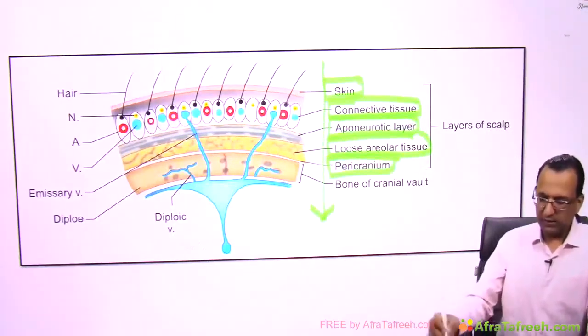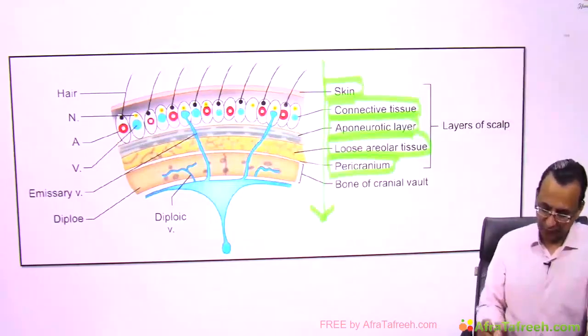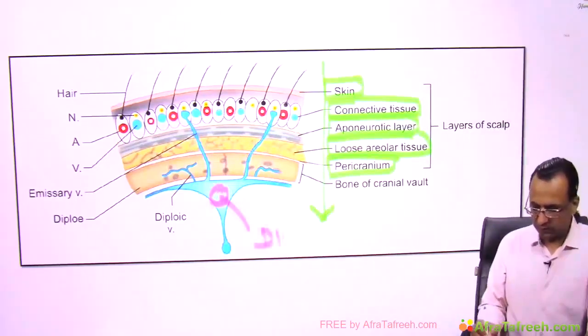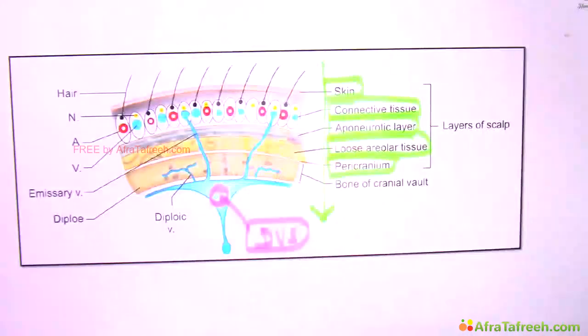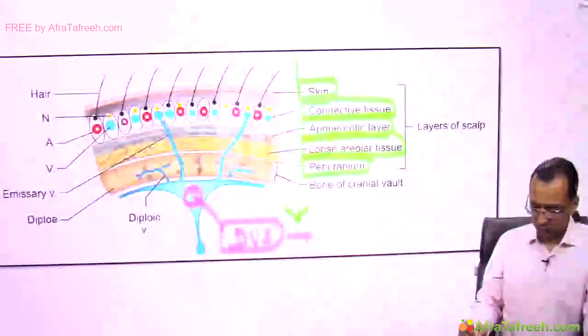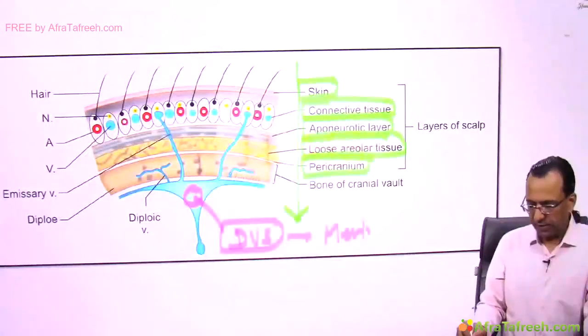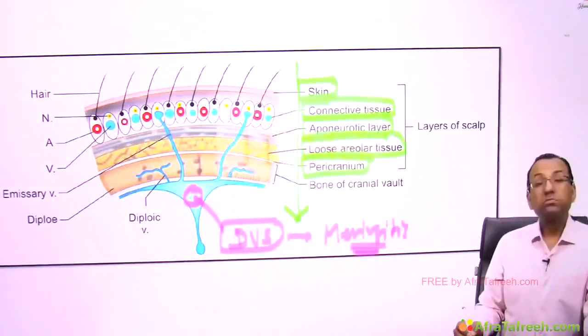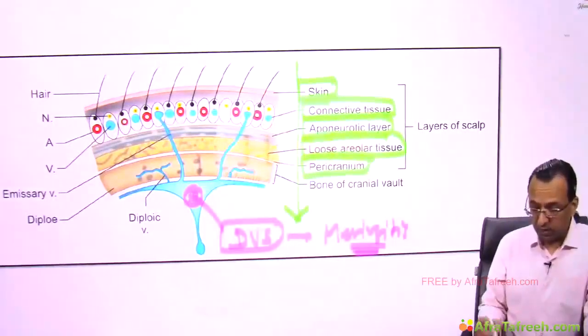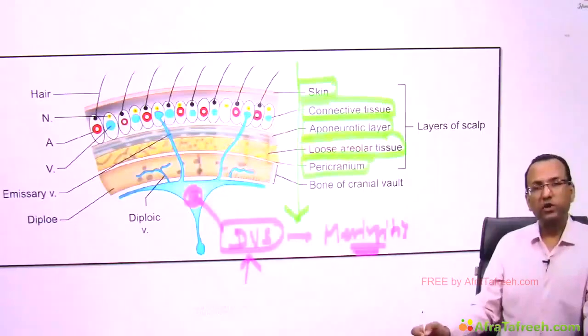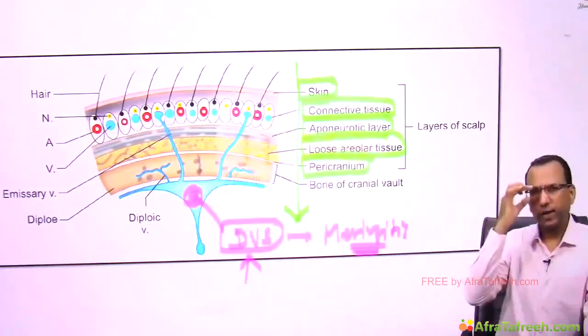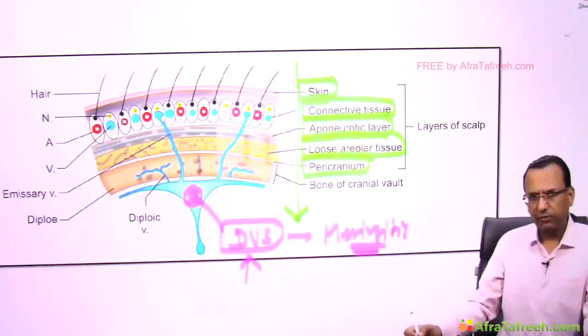Okay, some veins are seen here. Yes, these veins are going to connect with the dural venous sinus, where the periosteum splits into two layers to enclose the dural venous sinus. And it can have meningitis, which can lead to thrombosis within the dural venous sinus. So thrombosis within the dural venous sinus, why? Bacteria has come from where?